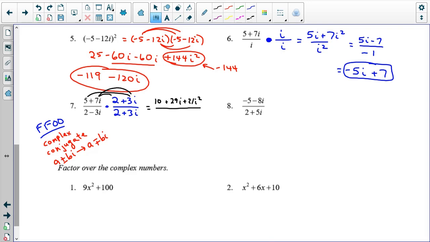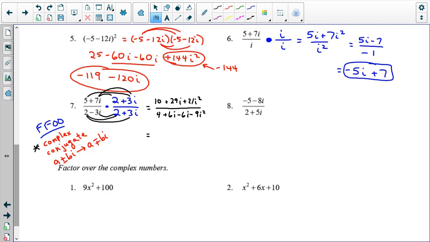That's going to become minus 21. And now down here, I get 4 plus 6i minus 6i. Those cancel out. That's why the complex conjugate is so valuable, because it's going to cancel out any imaginary parts in my denominator, and I don't really want to have any imaginary parts in my denominator. So it's plus 6i minus 6i. Those are going to go away, and then I have minus 9i squared.